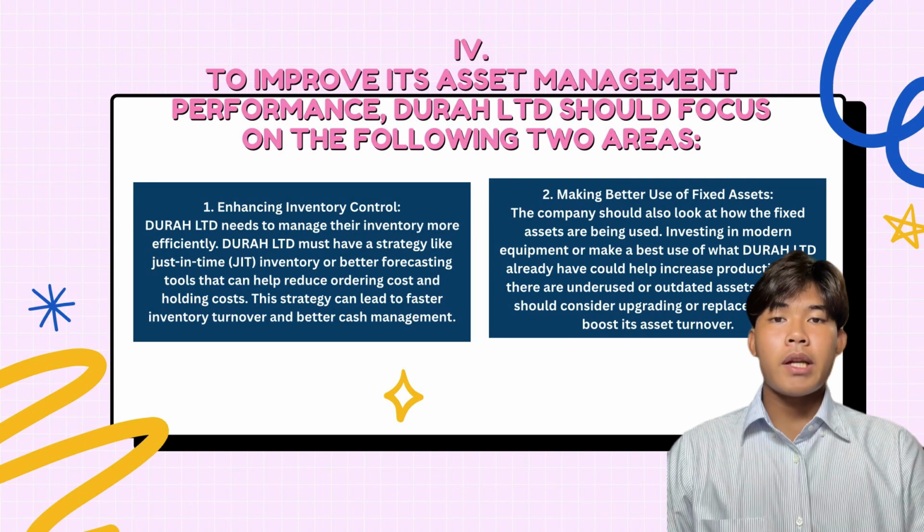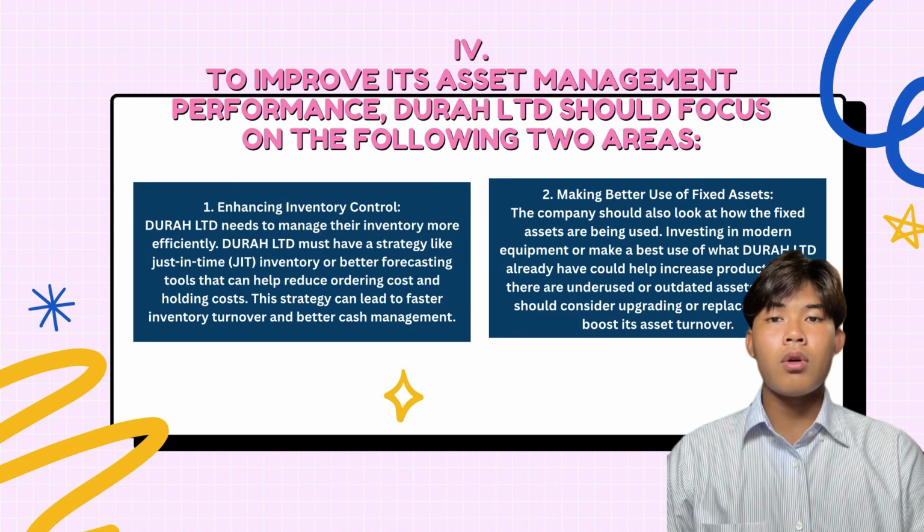To improve asset management, Dura Ltd should focus on two areas. First, inventory control. The company needs to manage stock more carefully. They can use just-in-time and forecasting tools to avoid having too much or too little stock. This helps save ordering and holding costs. It also makes stock move faster and improves cash flow.